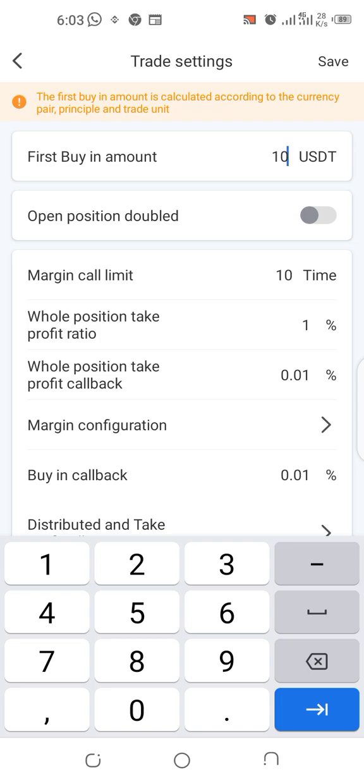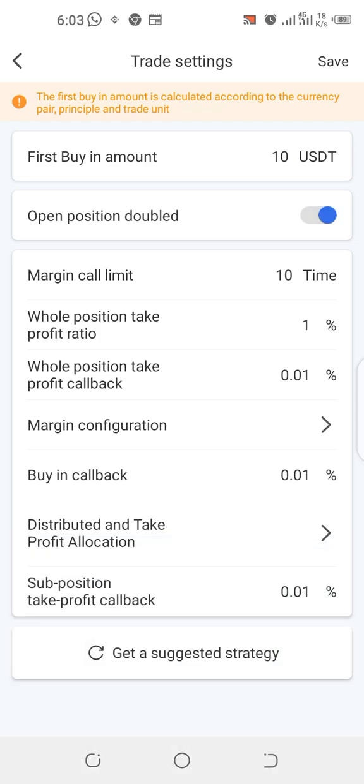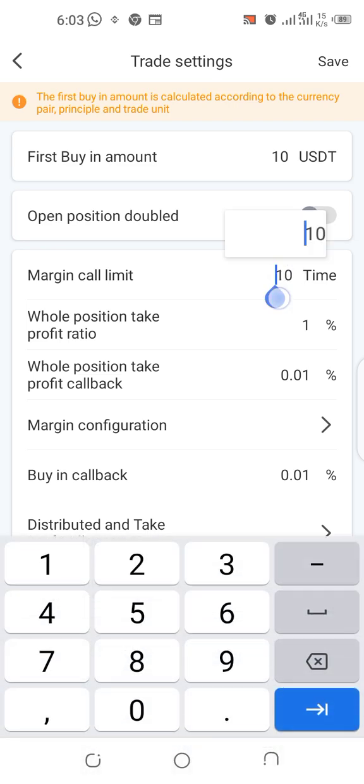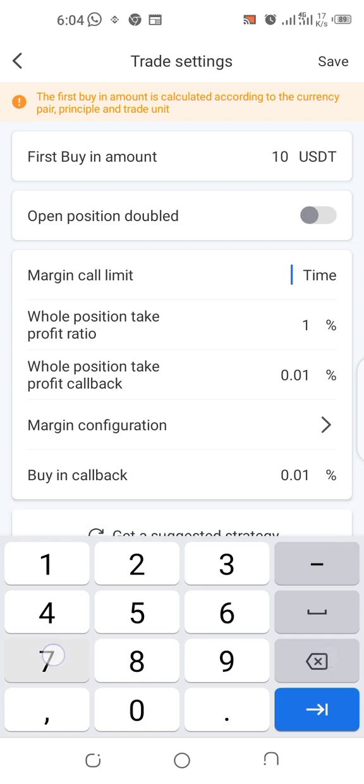Okay, then if you click on open position double, that means for every trade it's going to double the amount that you've inputted. So usually don't do that, to avoid confusion, unless you've gotten used to that already. The margin call limit is the number of times you want it to buy for you. So usually not less than 6 to 7 times, but I prefer to use 10 times, depending on the strategy you're using, of course. But for the sake of this demonstration, I'm going to use 7 times.